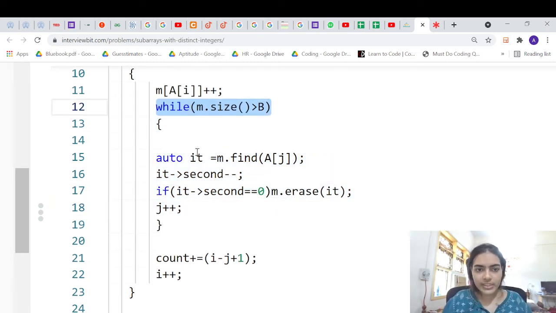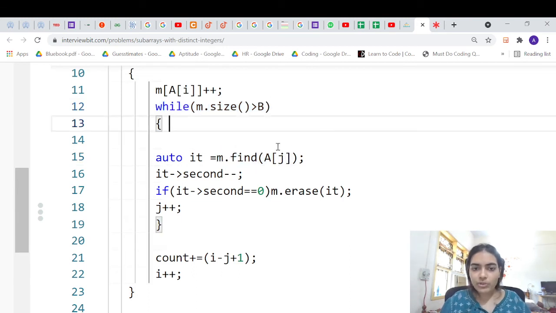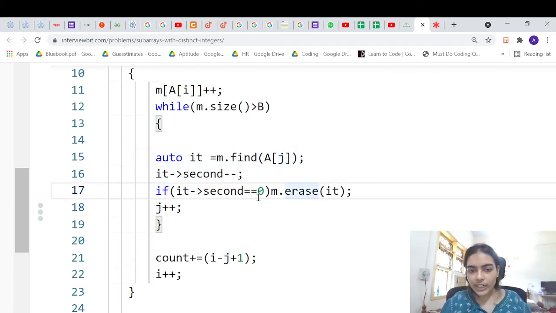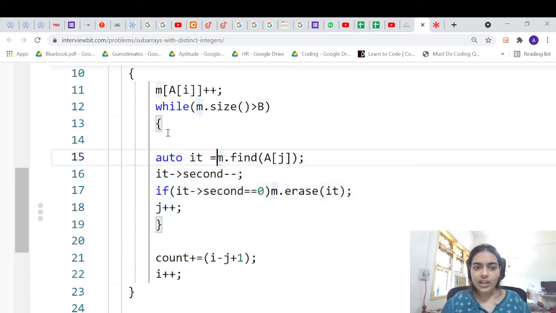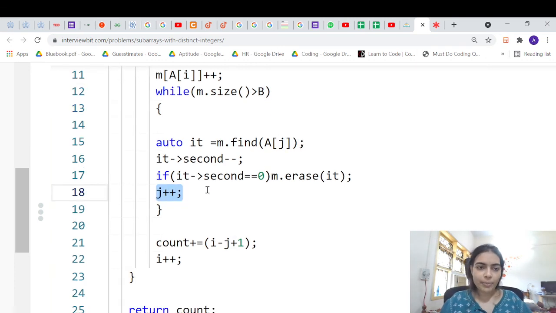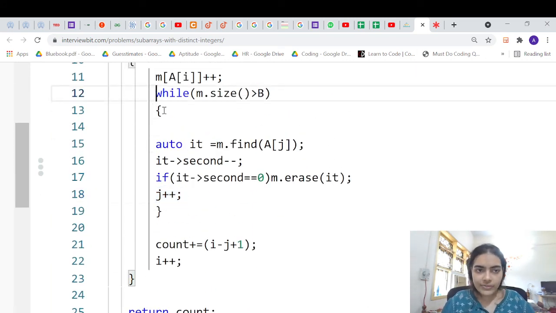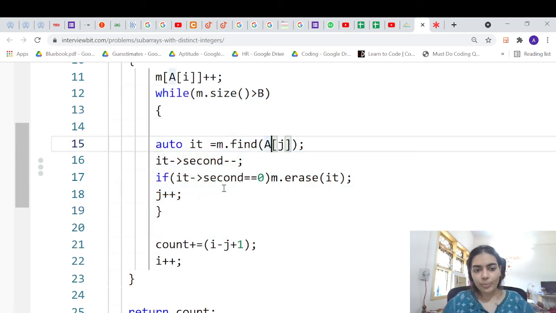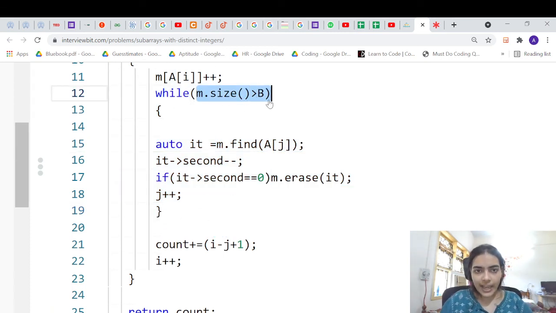So what you will do, you will find in the map the element at the jth position, and you will remove it. If removing it makes its count 0, you can remove it from the map, and you will move the j ahead. So you have to keep removing elements until your size is within this threshold. If it again comes in the range which is acceptable, which is b, then it is fine. Otherwise you can keep removing the elements and moving j pointer front. Whenever it is within the range, it will come out of this loop, and size will be within the range.